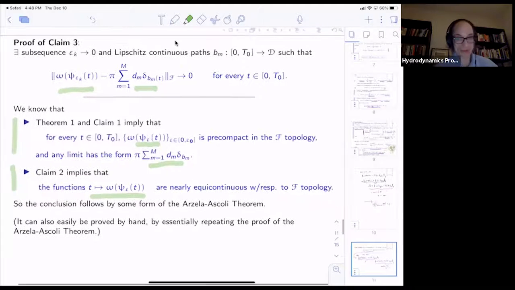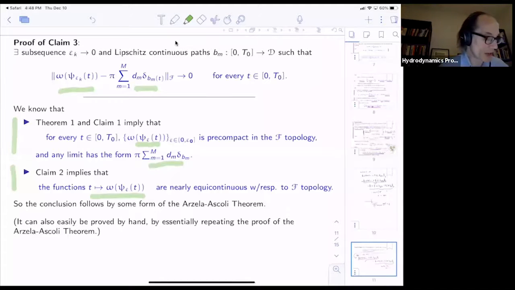And let me remark, if one is at all uncomfortable with invoking the Arzela-Ascoli theorem in this setting, one can also prove this by hand by basically repeating the arguments of the Arzela-Ascoli theorem. We find a subsequence such that these vortices converge at a countable dense set of points, and then we use the equicontinuity to prove that they converge everywhere.